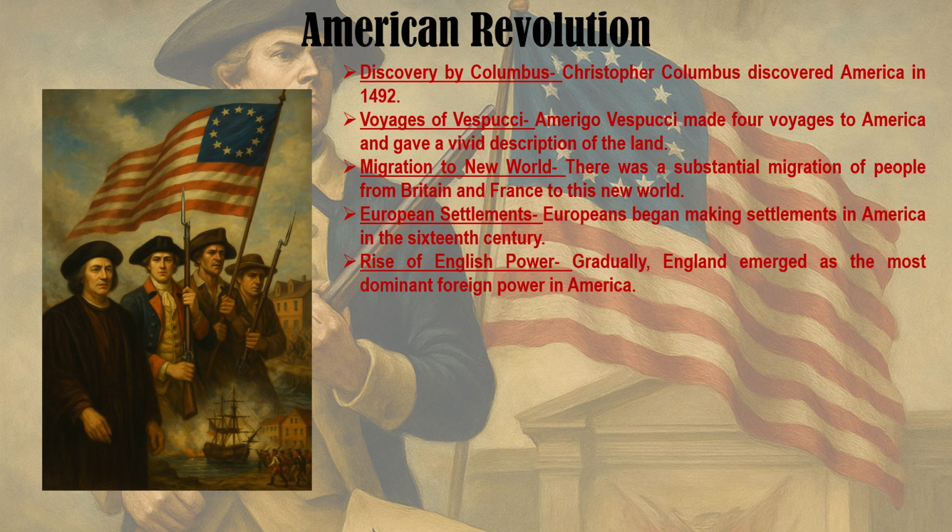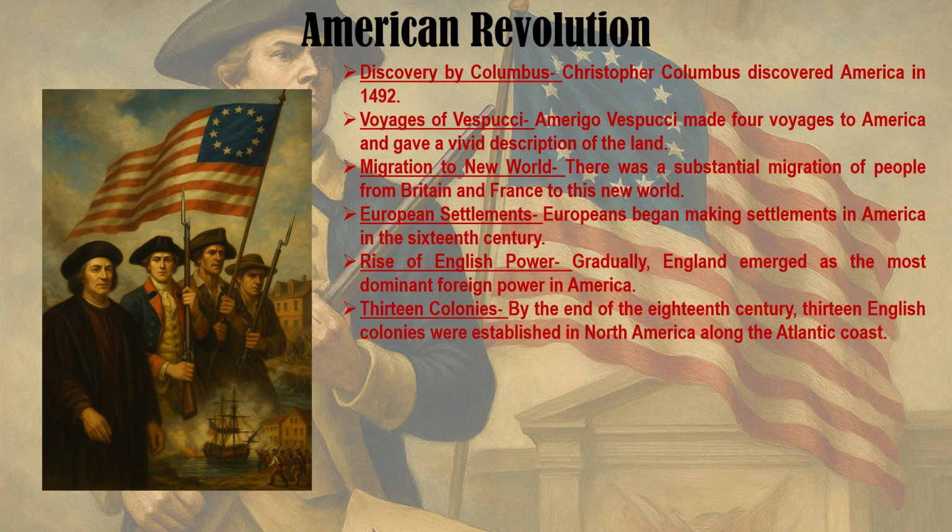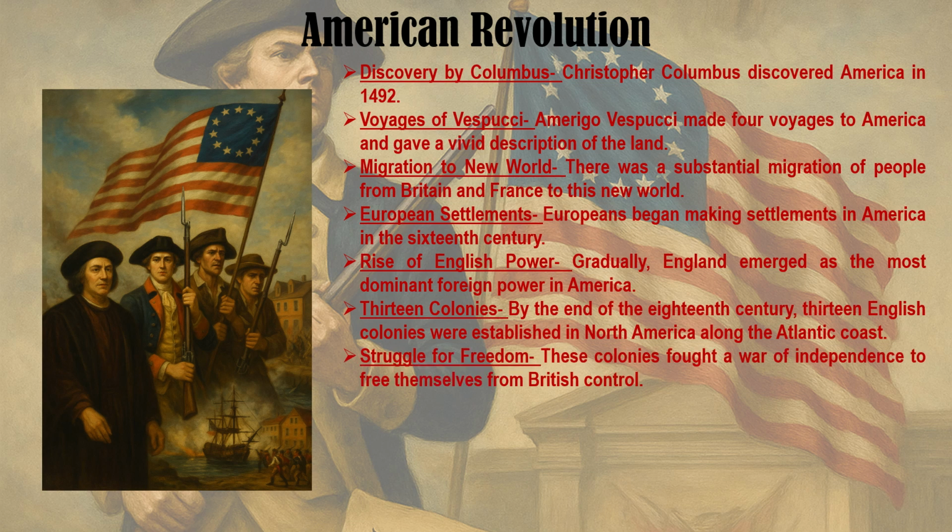Rise of English power. Gradually, England emerged as the most dominant foreign power in America. So, gradually, England emerged as the boss. England took control of the whole region of America. Now, there were 13 colonies. By the end of the 18th century, 13 English colonies were established in North America along the Atlantic coast. So along the Atlantic coast, there were 13 colonies of the English, which were established in North America.